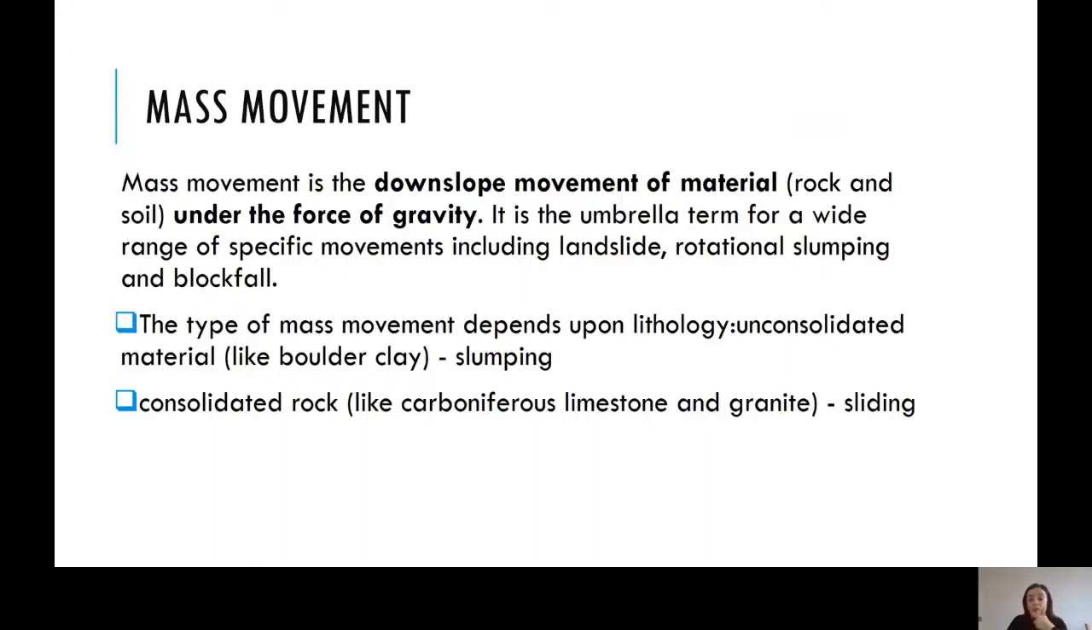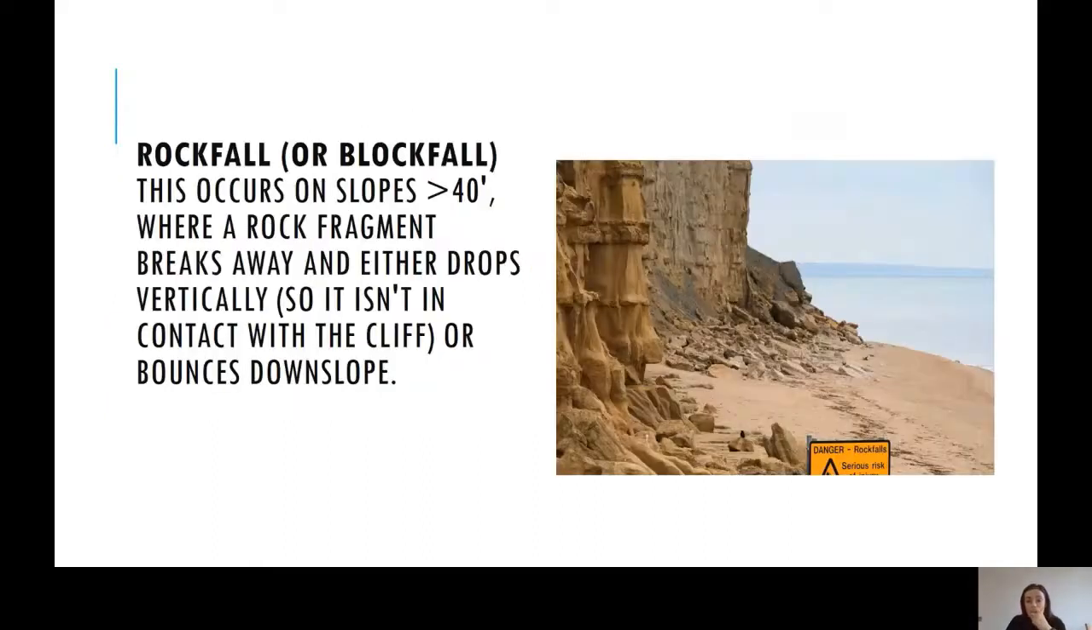So here we have a rock fall. These occur on slopes which have more than a 40-degree angle, where a rock fragment breaks away and either drops vertically or bounces down the slope. Look at the structure now. It's quite blocky. They still have rocks there. And like I said previously, these usually happen when you've got strata going horizontally.